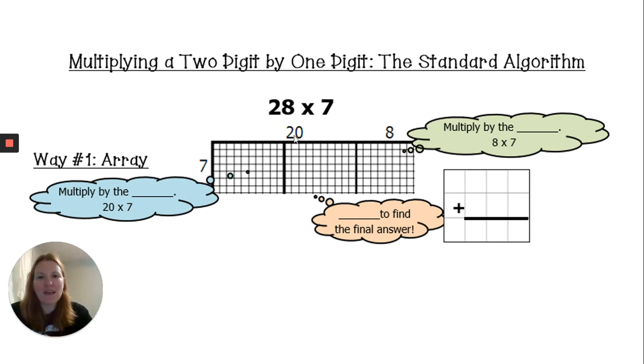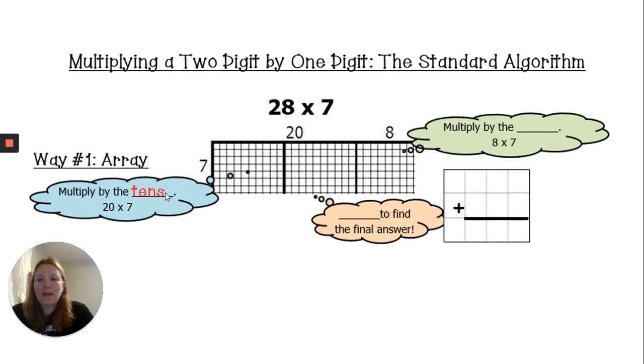So first of all, we know that if we take a big multiplication problem like this, 28 times 7, we have to break it apart into smaller parts. And we break it apart by place value. So we have 28 in each row, and we have 7 of those rows. So 7 groups of 28.